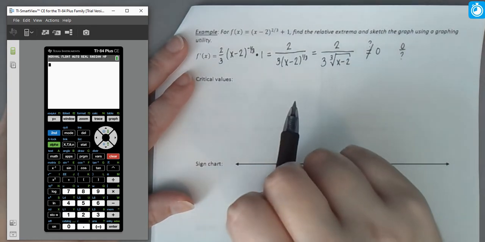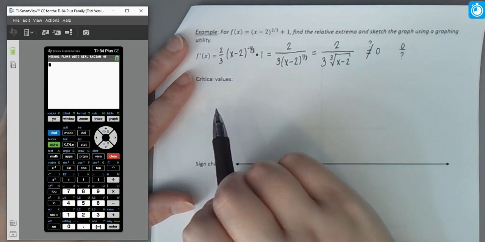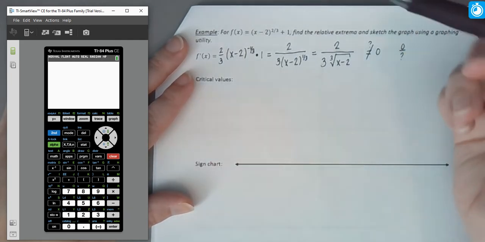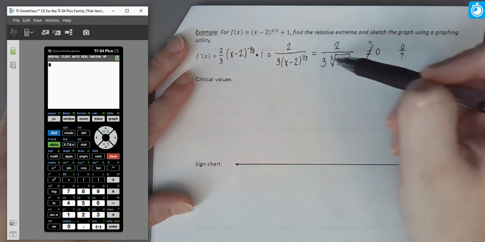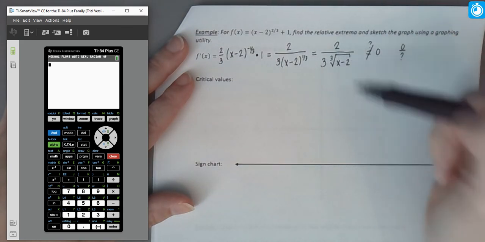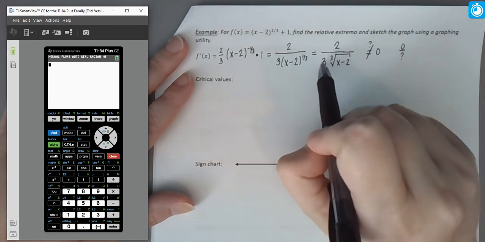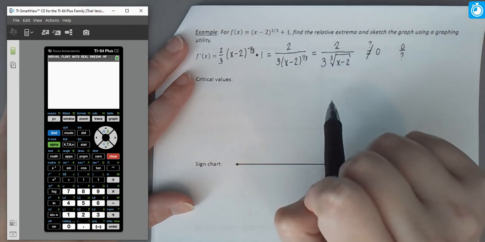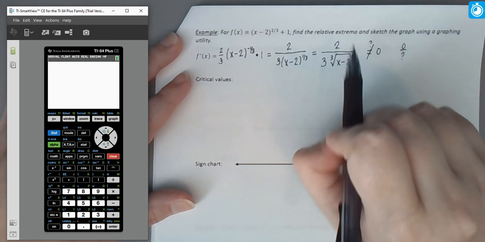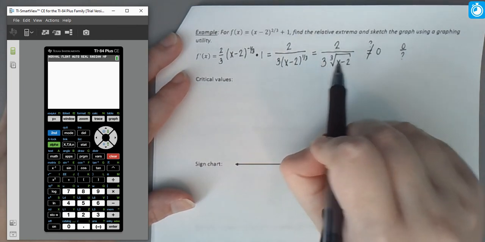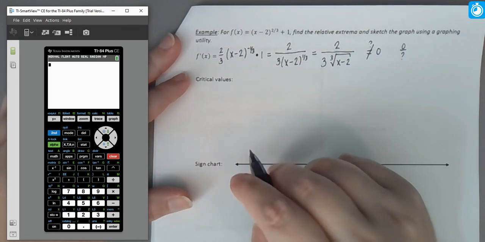But remember, that's not the only definition of a critical value. A critical value can also occur where the function is undefined. Well, notice here we have a function with a numerator and a denominator. If the denominator were 0, that would mean the function is undefined. So we may have a critical value because the function could have a denominator of 0, which again means the whole thing is undefined. So even though the whole thing can't be equal to 0, if the denominator is equal to 0, well, that also means that we found a critical value.